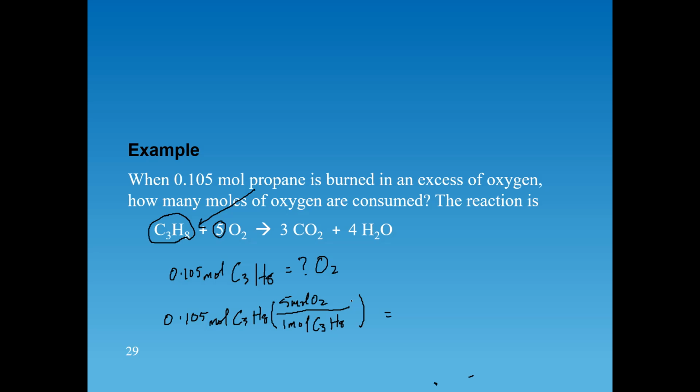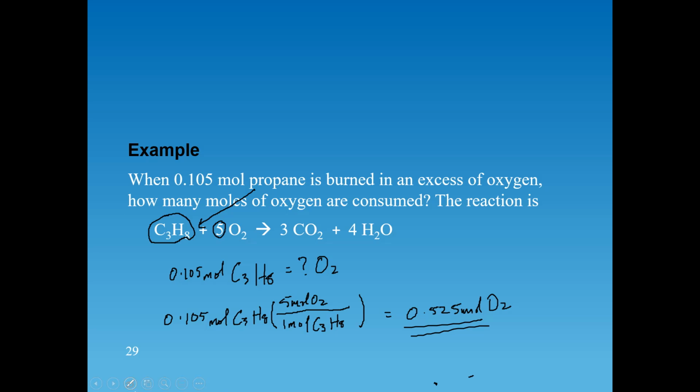Let me get my calculator out and work this. So it's 0.105 times 5, and the answer I got is 0.525 moles of O2. So this would be the answer. That's basically a very simple example of a stoichiometric type problem.